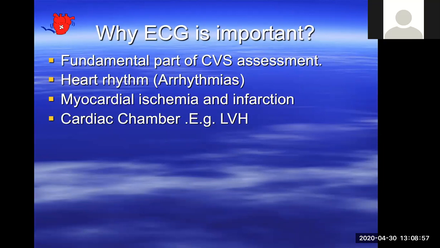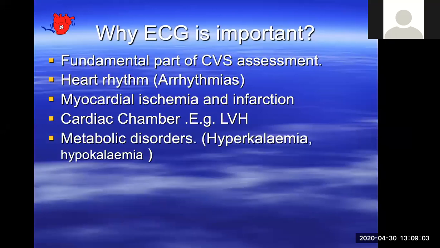It can tell you about the cardiac chambers, such as the presence of left ventricular hypertrophy if you're looking at a patient with hypertension or aortic stenosis. It can also give you an idea about metabolic disorders. In a patient with hyperkalemia, you essentially do an ECG because an abnormal ECG in the presence of hyperkalemia increases your risk, and there are signs, which is a peaked T wave, or hypokalemia.